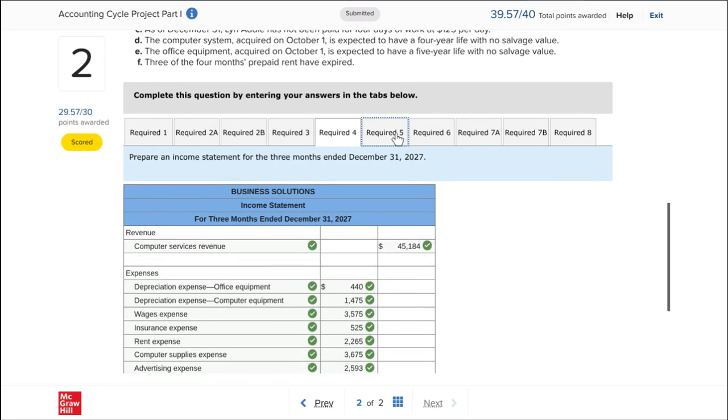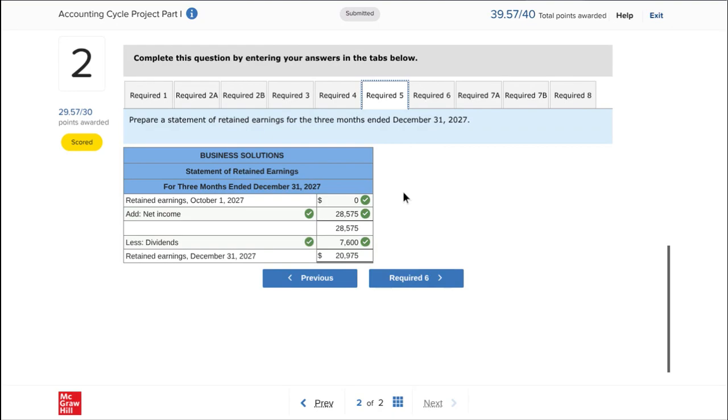And then the statement of retained earnings shows how net income affects the company's equity. Taking beginning retained earnings from October 1st, adding the net income from the previous slide, and subtracting the dividends paid to owners. The ending retained earnings balance on December 31st shows the overall profit retained in the business.